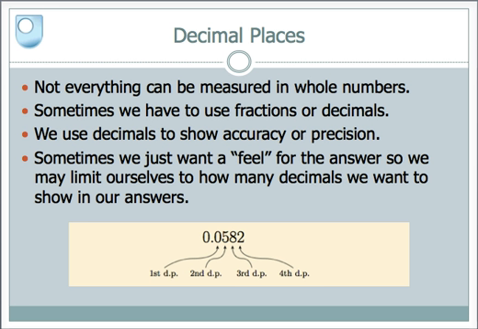So when we look at a decimal place, the first decimal place is the figure immediately after the decimal point. The second decimal place is the second digit, in this case it's the 5, and the third is the 8, and the fourth is the 2.